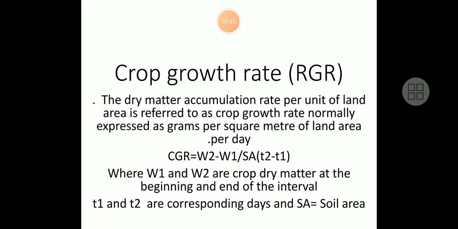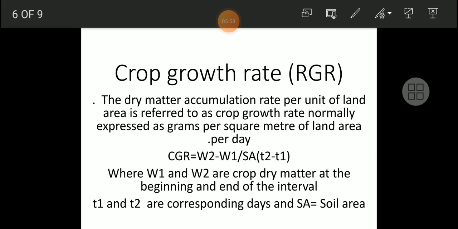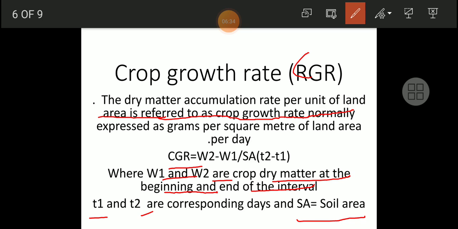Now crop growth rate. CGR should be there, not RGR, which is relative growth rate. Dry matter accumulation rate per unit of land area is referred to as crop growth rate. So crop growth rate is equal to W2 minus W1 divided by SA times (T2 minus T1). Here SA is the soil area, and W1, W2 are the crop dry weights at the beginning and end of the interval of time T1 and T2.